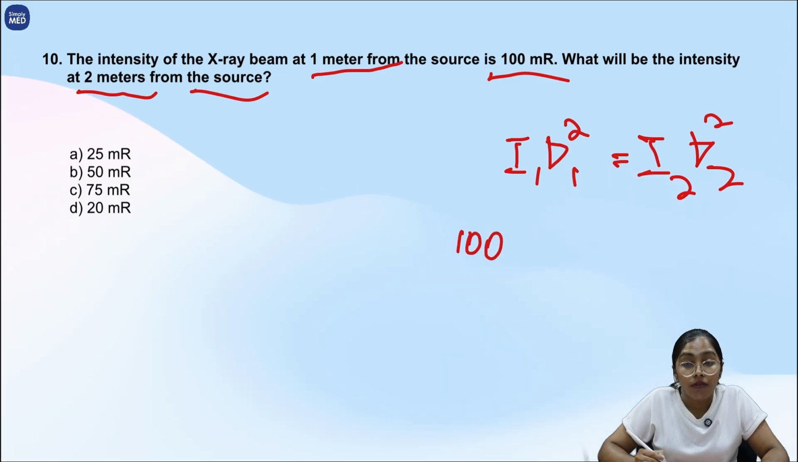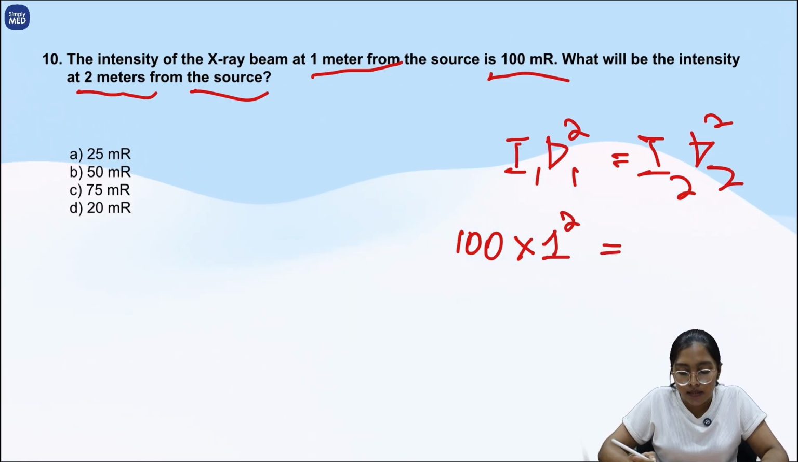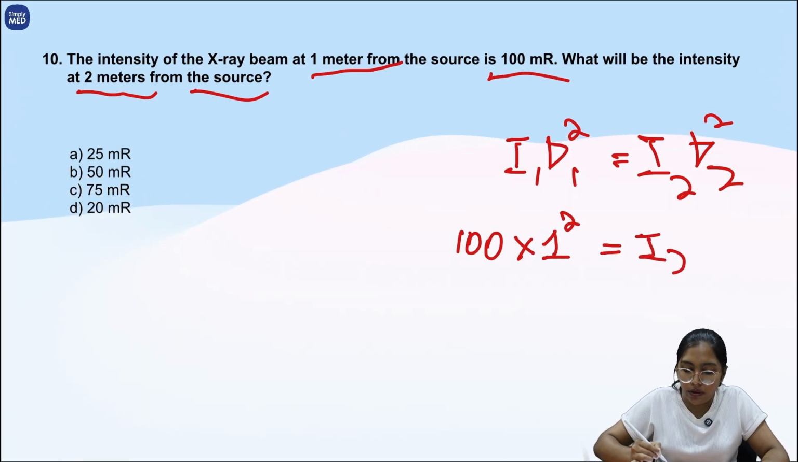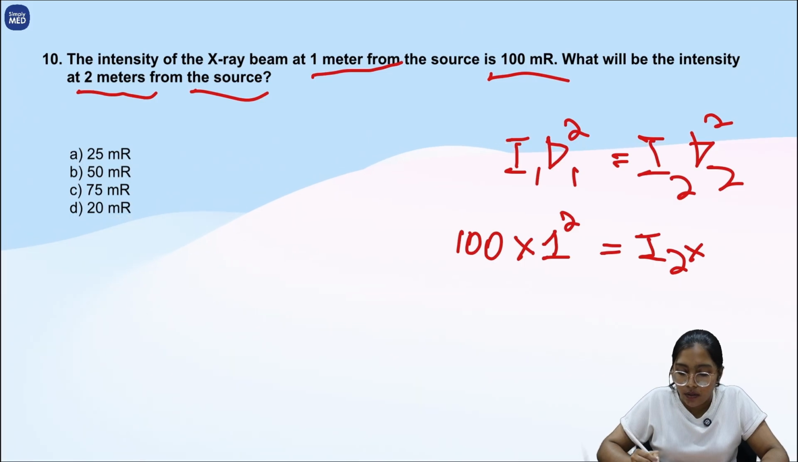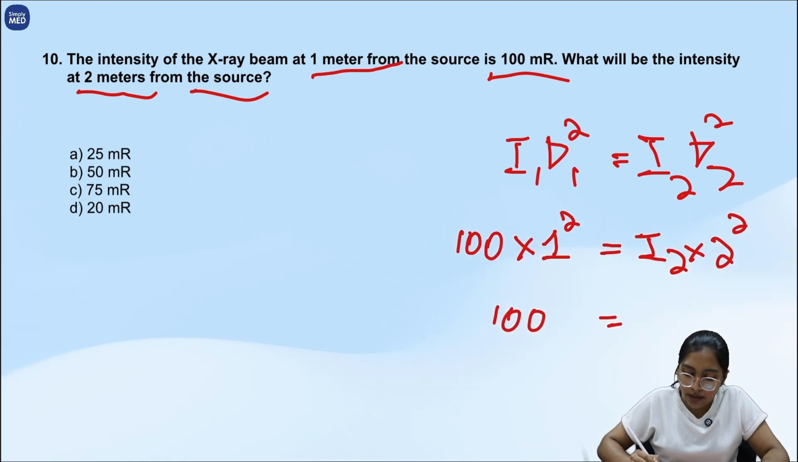Here I1, the first intensity, is how much? 100 milliroentgen. So 100 into the first distance, which is 1 meter, so 1 square. This is equal to I2, which is what we have to find out. So I2 into D2 square. D2, the second distance, is how much? 2 meters, right? So 2 square.